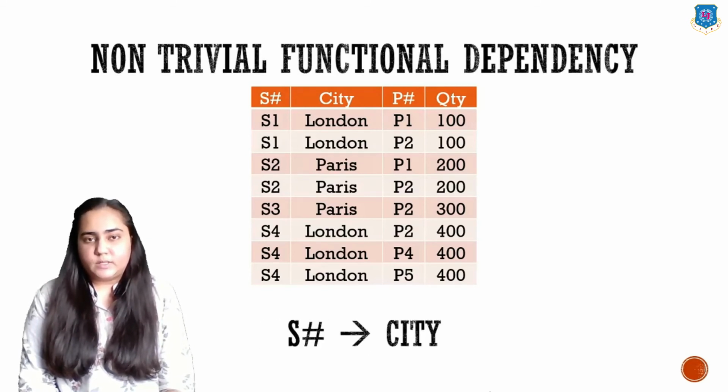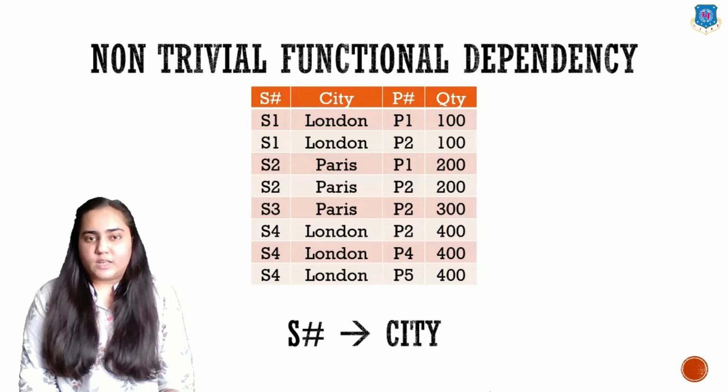The next type of dependency we're going to see is a non-trivial functional dependency, and you can see here, S hash determines city. So if I ask you, where is supplier S1 located? You will answer that it's located in London, because you can see that S1 is appearing twice in this relation, and both the times it appears with the city London. Now, if I ask you where is S2 located, you'll answer it's Paris, because both the times that S2 comes in this table, it comes with Paris.